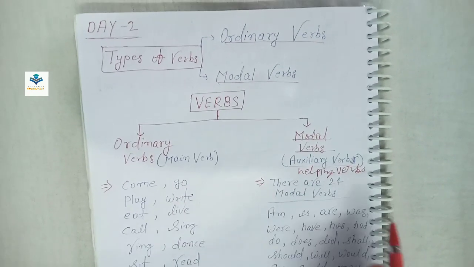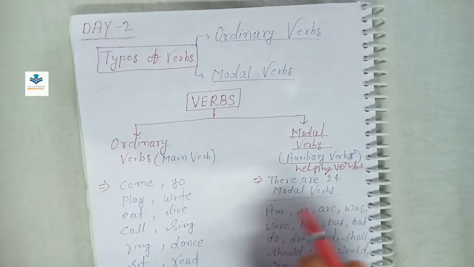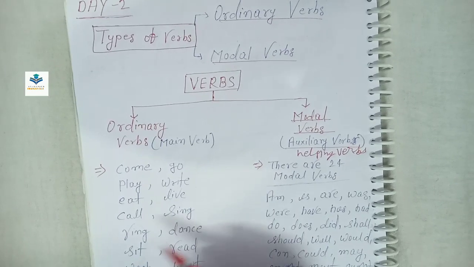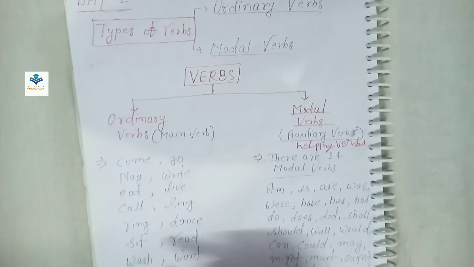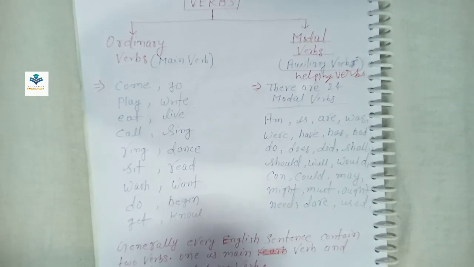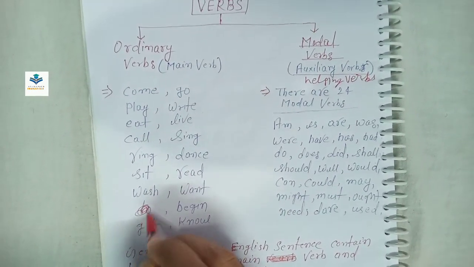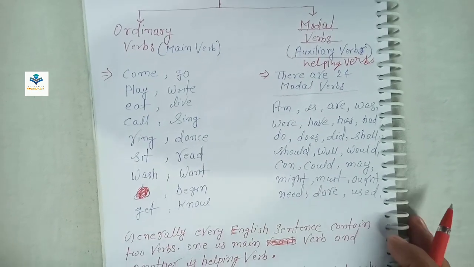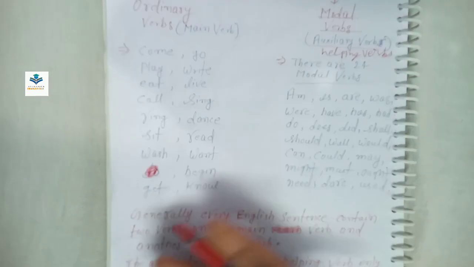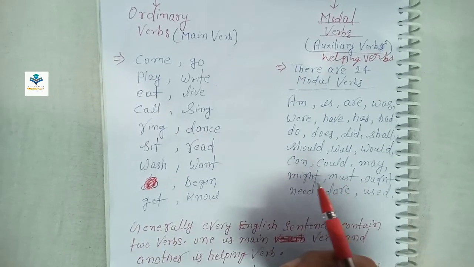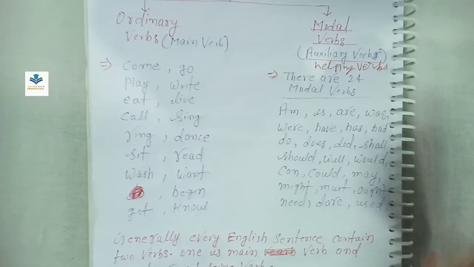So what are ordinary verbs? Generally the doing words: come, go, play, write, eat, leave, call, sing, ring, dance, sit, read, wash, want, do, begin, get, know. These are ordinary verbs or main verbs used in a sentence. And there are so many main verbs. There is a long list of main verbs. You will learn about those main verbs in the verb forms.